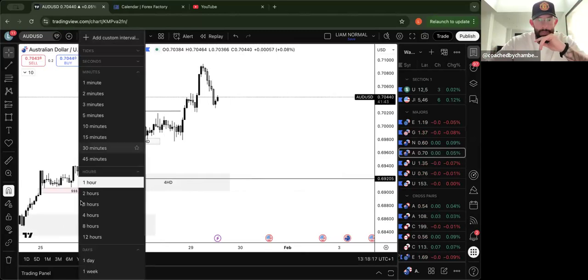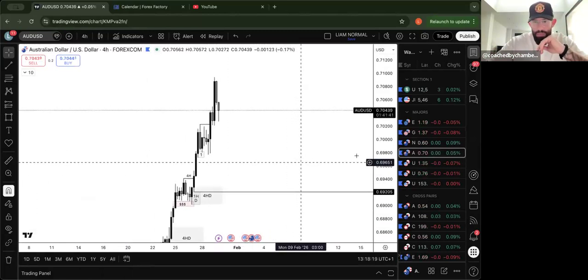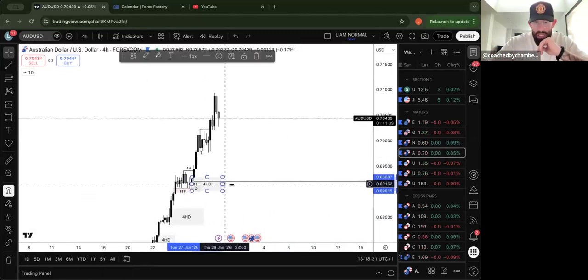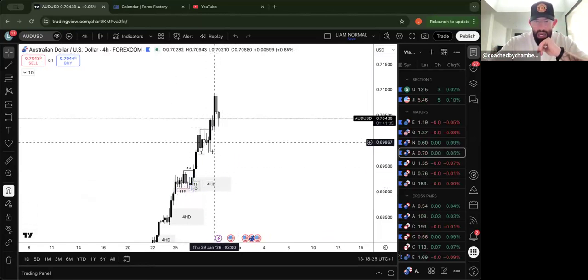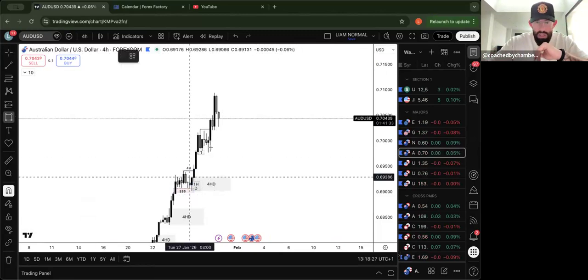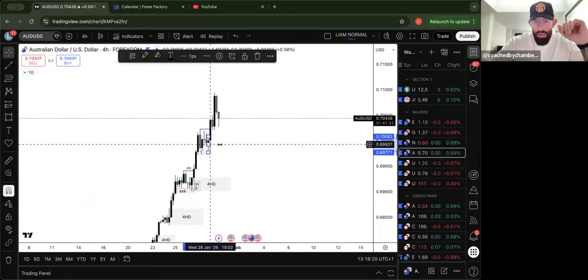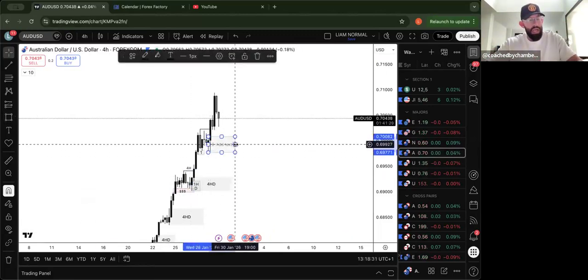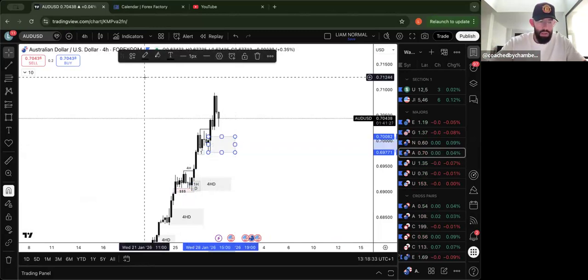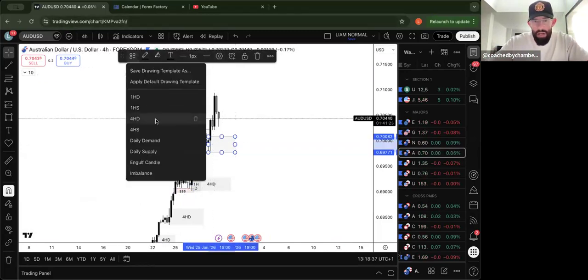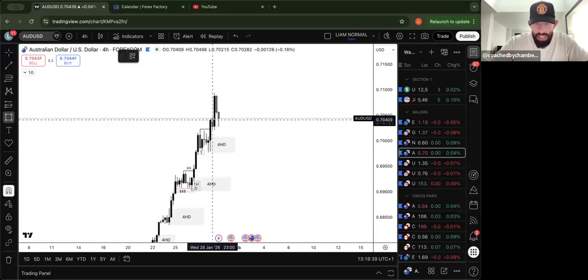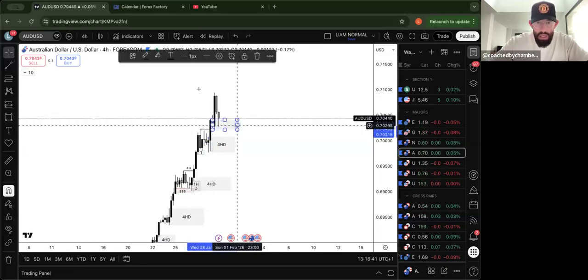Going into AUD USD, same scenario as NZD, moving smoothly. They didn't come into this demand area here. As you can see, we're printing a new high, 4 hour higher high, 4 hour higher low. We have two scenarios where we have this 4 hour demand area here, and then we have where we're currently sat, which is this area now.